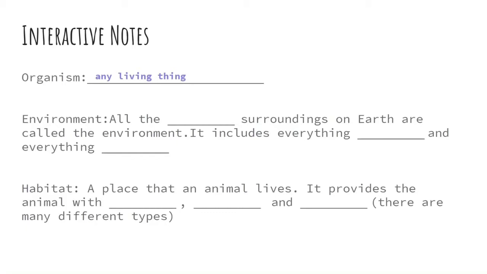Number 6, this one's a little long, but an environment is all the physical surroundings on Earth. It includes everything living and everything non-living. Everything living may be animals, plants, and humans, and everything non-living may be a rock or mountain or street. A habitat, which is number 7 on your worksheet, is a place that an animal lives. It provides the animal with shelter, food, and water, and there are many different types of habitats.